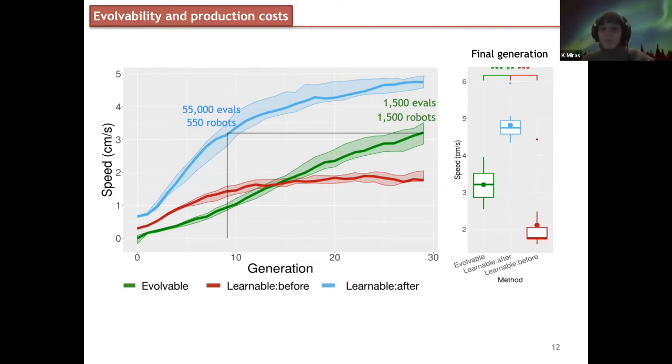If you think that to build a physical robot, you would need, I don't know, at least maybe 4 hours, in comparison to the simulation where you take 30 seconds. So in this case, if we want physical robots evolving, this would be beneficial.